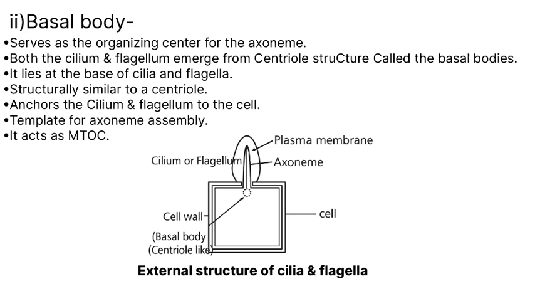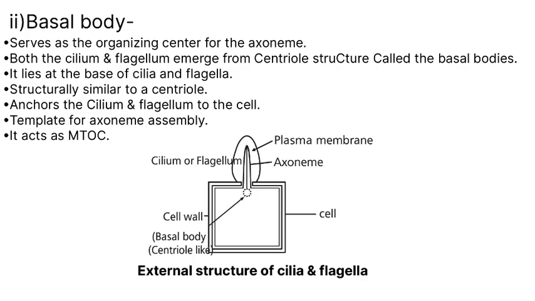The electron microscopic study of the cilia and flagella shows that they are covered with the plasma membrane on the outer side, which makes it a true extension of the cell. But the cell wall is absent on the axoneme. It is present on the rest of the part of the cell but not on the axoneme. You can see in the diagram.